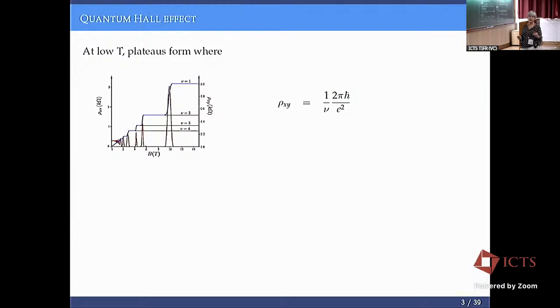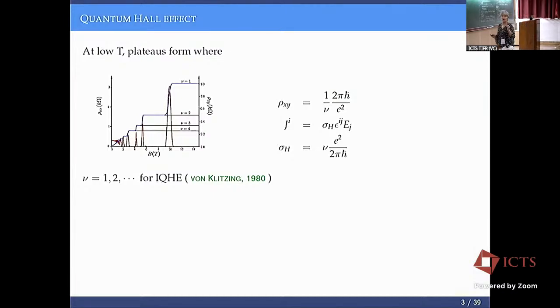And what was very surprising is that on these plateaus, the Hall resistance is quantized, where this nu is an integer number. And the precision of the quantization is 1 part in a billion. Okay, so remember, these are man-made materials. There are impurities, there are imperfections. No matter what, this nu is an integer and does not depend on these issues. This was discovered by von Klitzing in the 1980s, and he got a Nobel Prize a couple of years later.